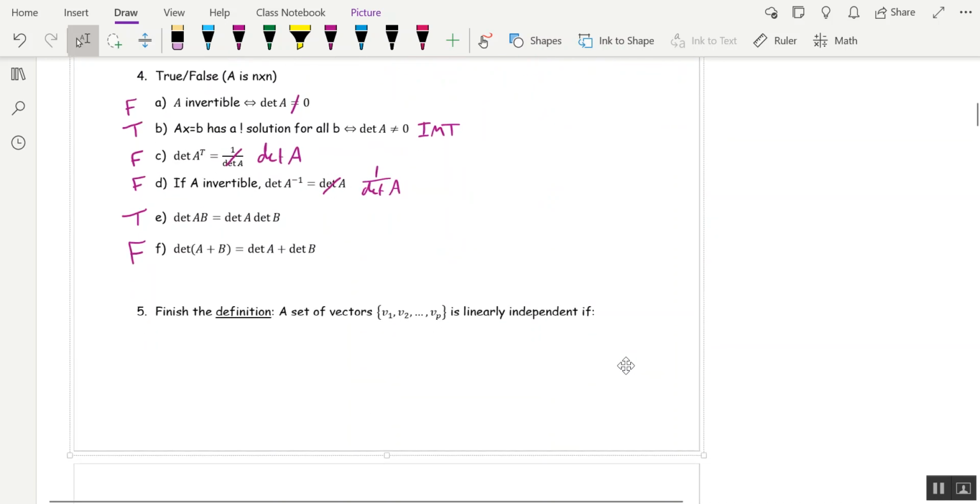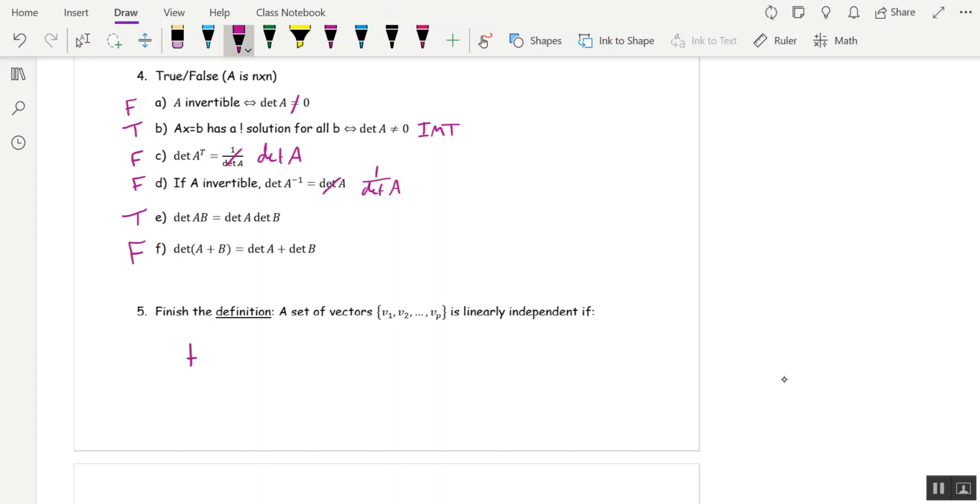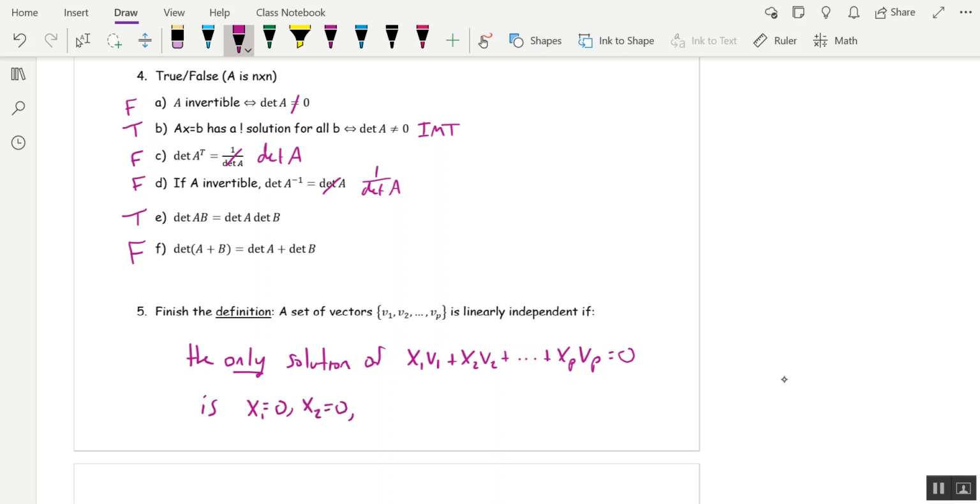Okay, finish the definition. Very important. Hopefully you know this by now. A set of vectors is linearly independent if the only, huge word there, only solution of the equation x1 v1, you could use c's too, you don't have to use x's, x1 v1 plus x2 v2 plus ... plus xp vp equals 0 is the trivial solution. x1 equals 0, x2 equals 0, ... xp equals 0.